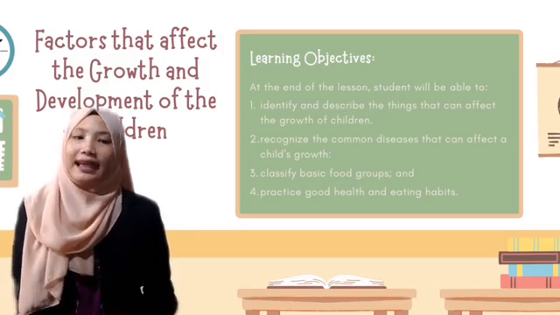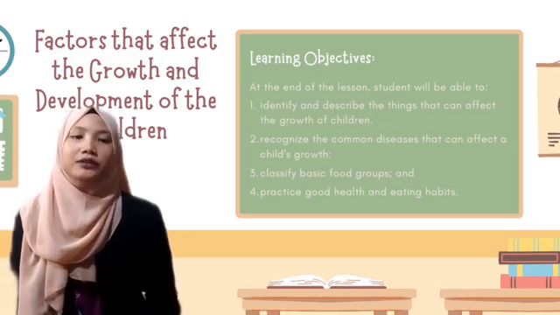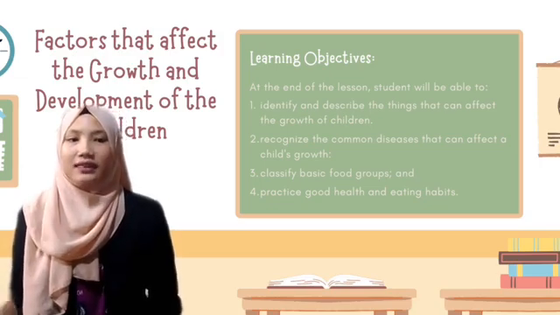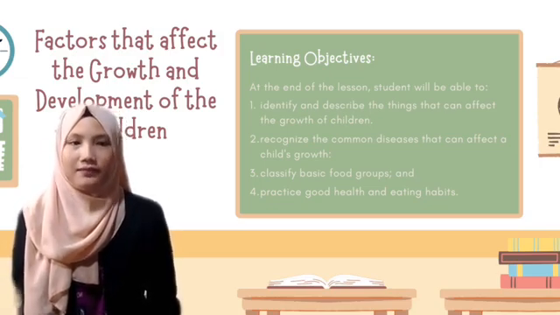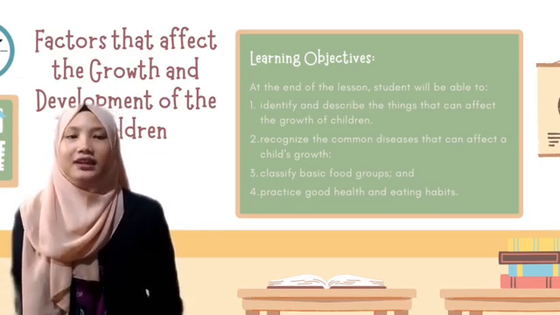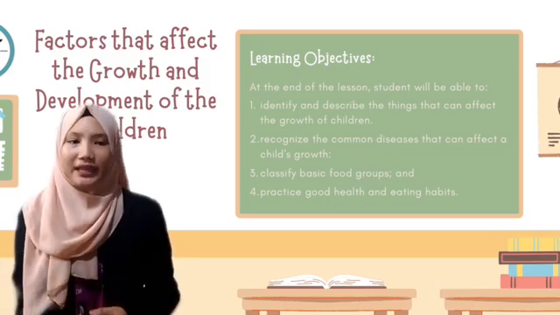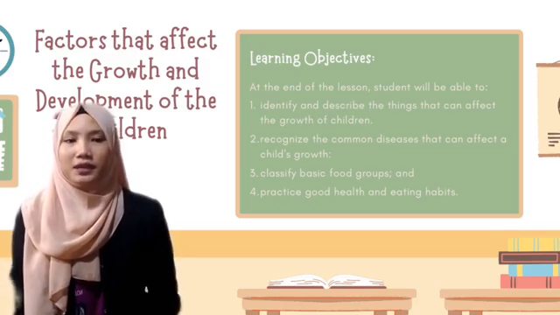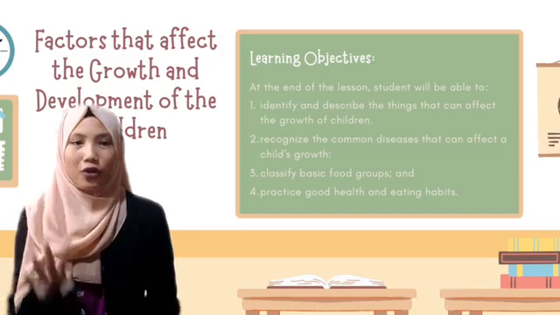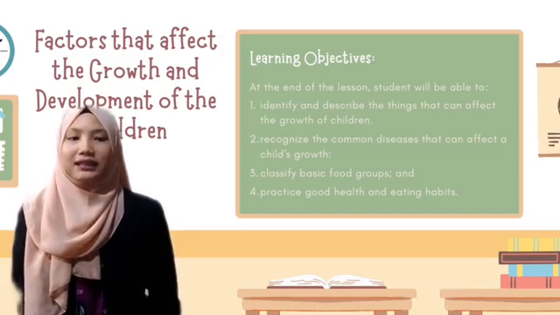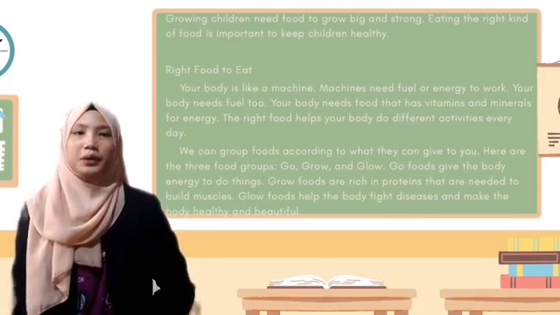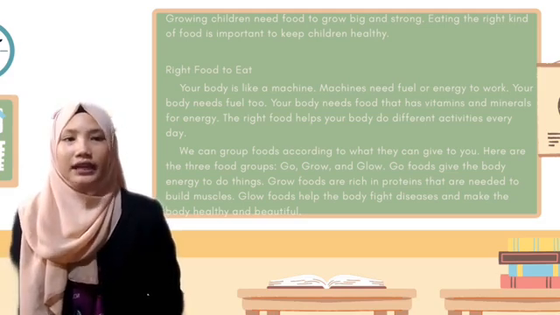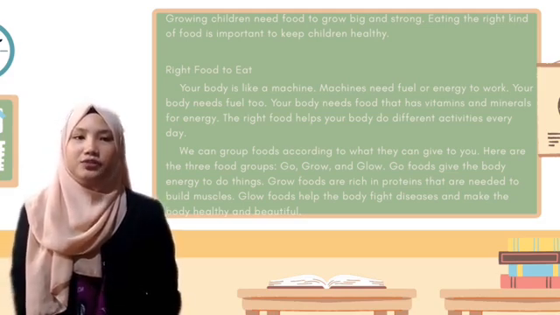At the end of this lesson, students will be able to first, identify and describe the things that can affect the growth of children. Second, recognize the common diseases that can affect a child's growth. Third, classify basic food groups. And lastly, number four, practice good health and eating habits. So, growing children need food to grow big and strong, and eating the right kind of food is important to keep children healthy.